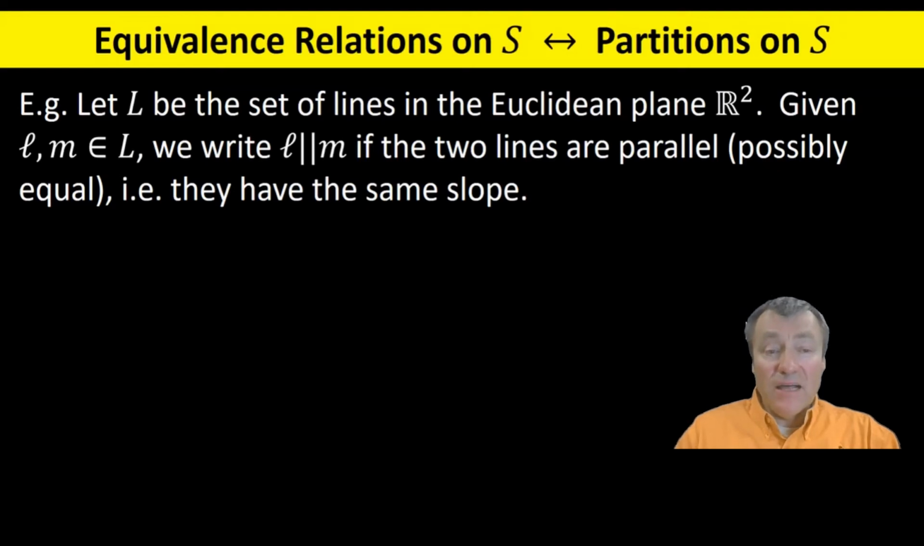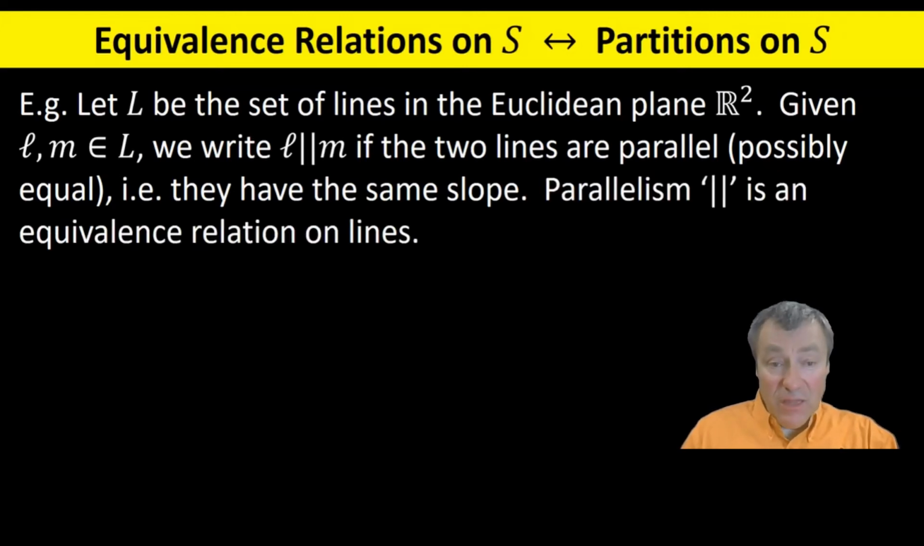So given two lines, little l and little m, you say they're parallel if they have the same slope. Now I have to clarify here that I want to say a line is parallel to itself, otherwise it won't be reflexive. Well, a line does have the same slope as itself, so I guess by my definition, yes, that works. A line is parallel to itself. And notice if l is parallel to m and m is parallel to n, then l is parallel to n. So yes, this is an equivalence relation on the set of lines of the plane.